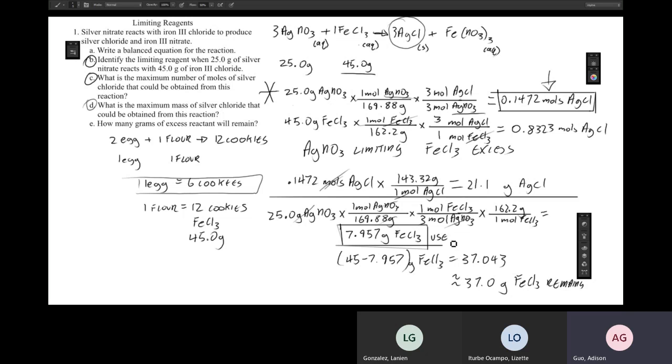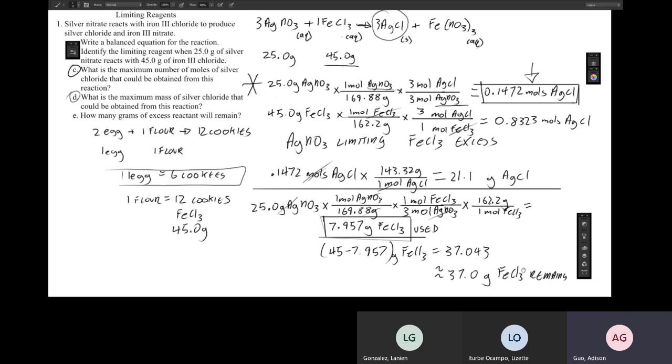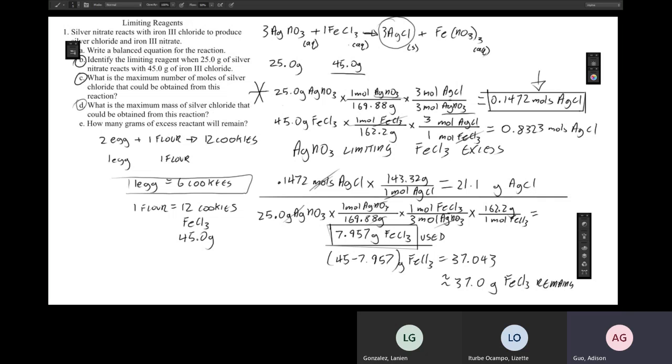So this is the amount used. This is what we start with. We're going to end up with 37 grams remaining. All right, that's problem 1. There you go.